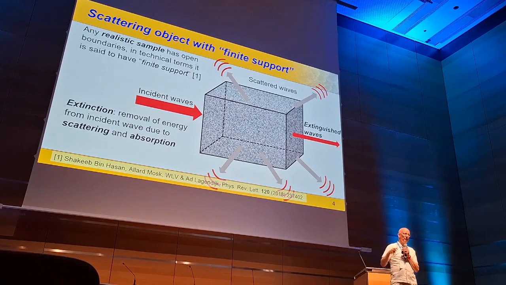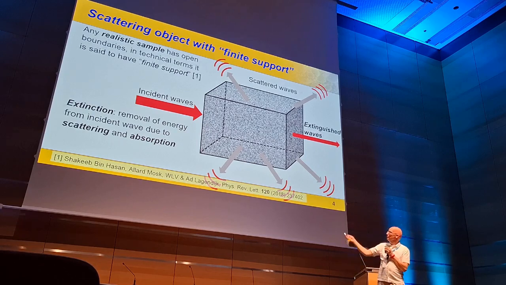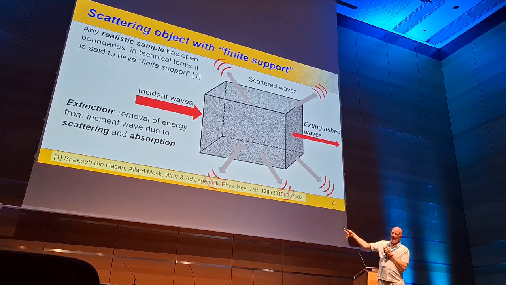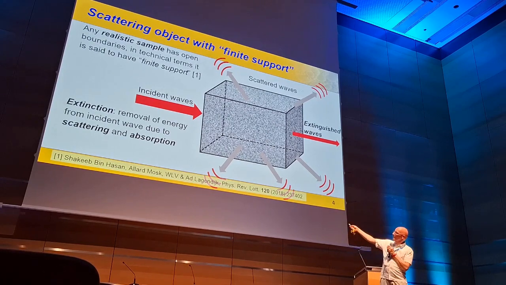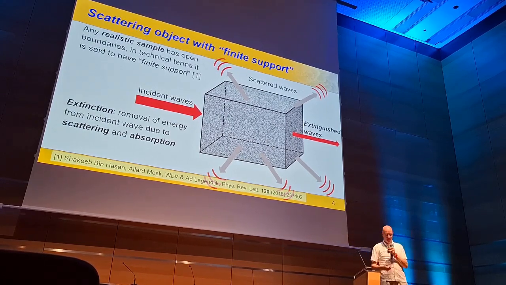Let's say from Munich, where we are, they might go up into space, they might go to Austria, to Switzerland, to Britain and the Netherlands. What I mean by extinction is of course the removal of energy from the incident wave, which we see at the back. This comes from the combination of effects happening in our sample, which are a combination of scattering and absorption.